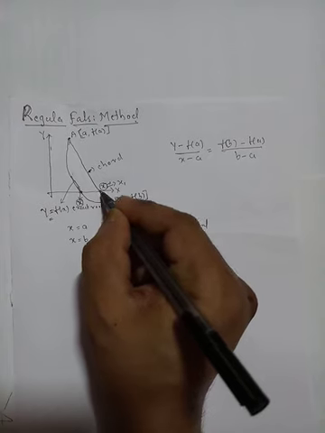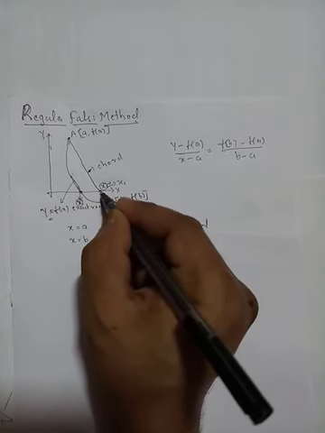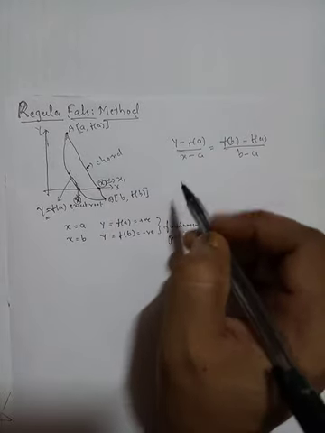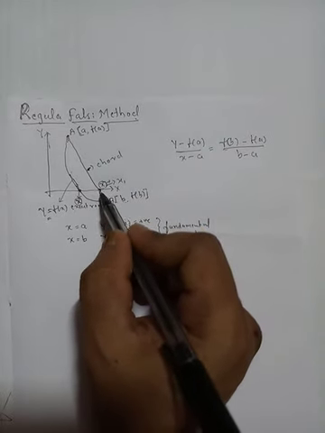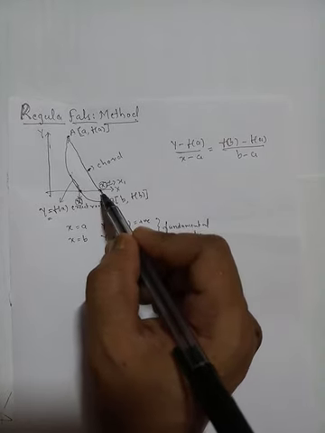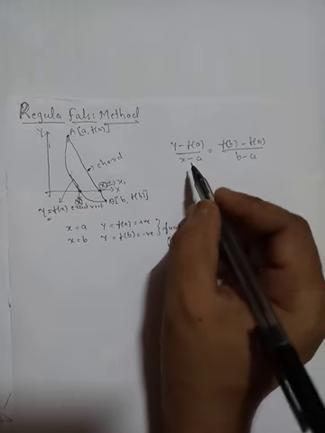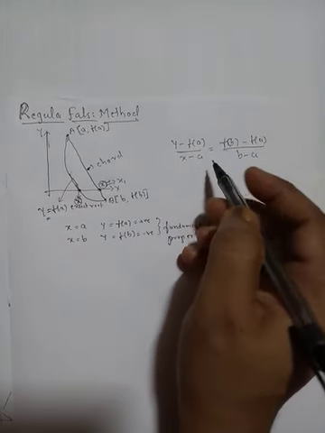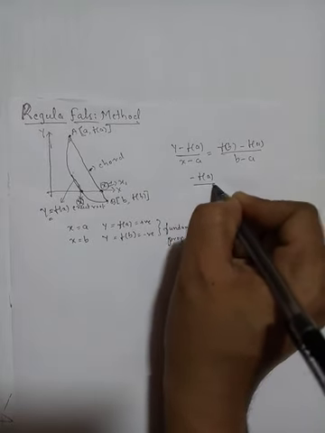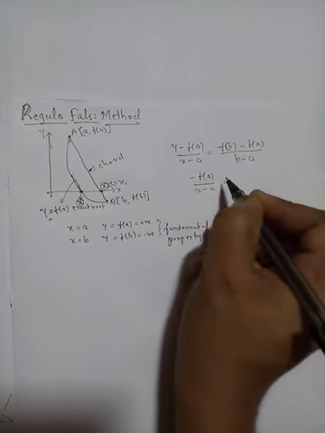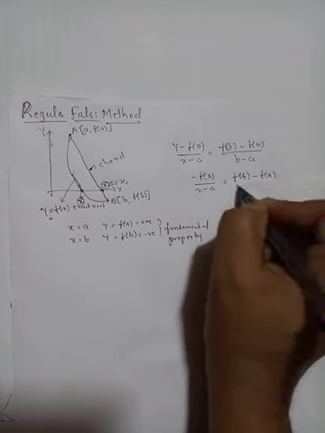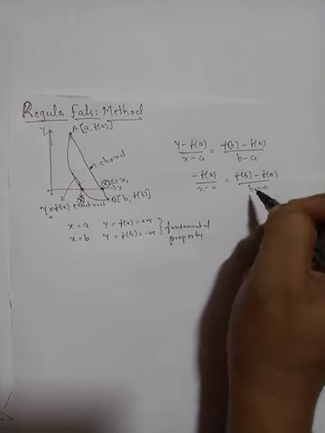Now how can we find the value of x with the help of this equation of the chord where the y value is 0? At this point the y coordinate is 0, so in the equation of the chord we put y equal to 0 and get minus f of a divided by x minus a equal to f of b minus f of a divided by b minus a.